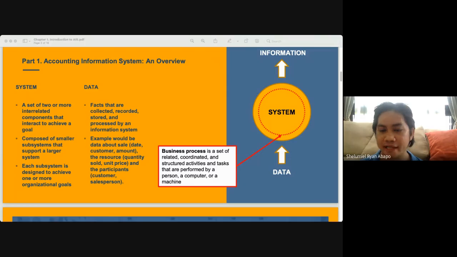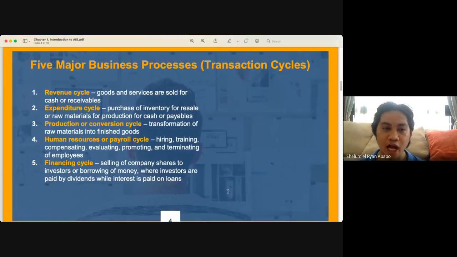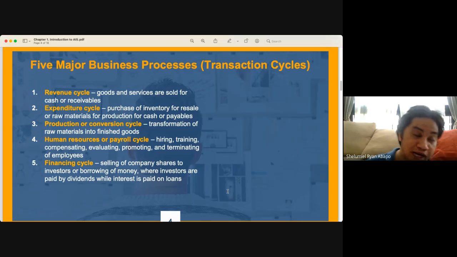All right, let's continue with the next part. Now, our accounting information system is divided into 5 major business processes, and we call these 5 major business processes transaction cycles. The first major process is the revenue cycle. This is where we capture revenue. It basically involves the sale of goods and services for cash or on account.